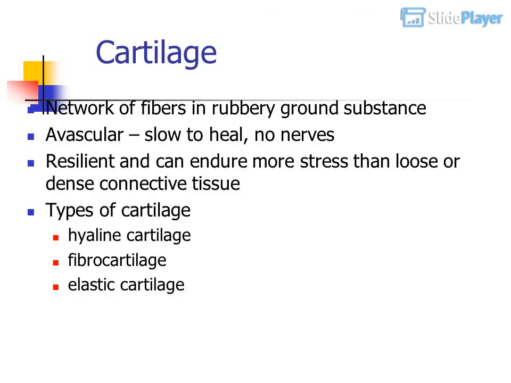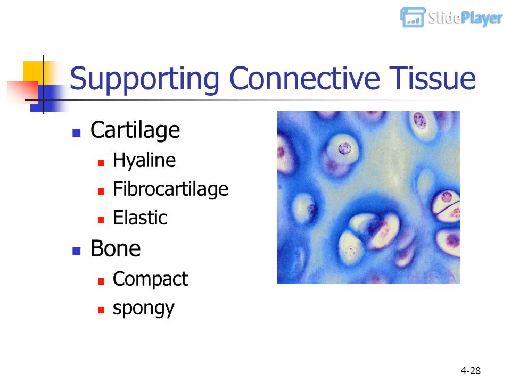Cartilage: network of fibers in rubbery ground substance. Avascular, slow to heal, no nerves. Resilient and can endure more stress than loose or dense connective tissue. Types of cartilage: hyaline cartilage, fibrocartilage, elastic cartilage.